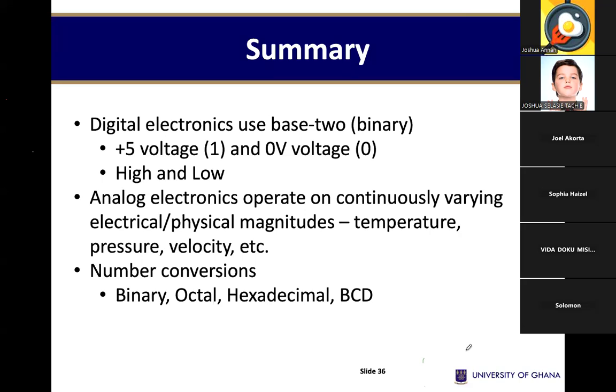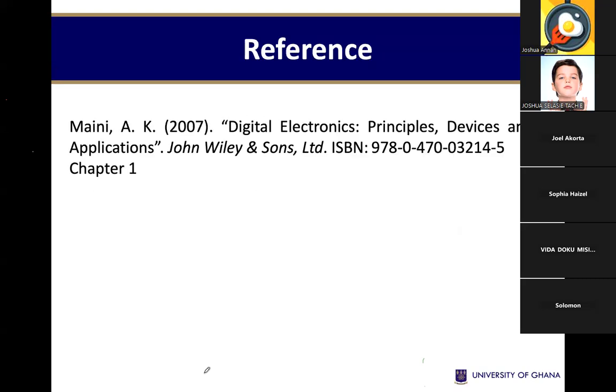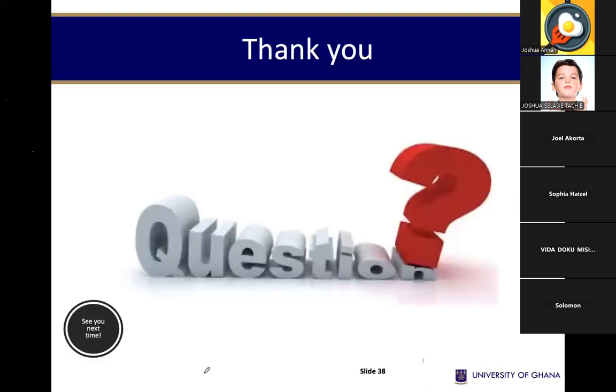Analog electronics operate on continuously varying physical magnitudes like temperature, pressure, weight, velocity, etc. Right? Another thing you have to bear in mind is that these digital signals are also the same as discrete signals. Okay, so discrete signal is another key thing. And then at the end, we also saw the number conversion from binary, octal, hexadecimal, BCD, or vice versa, right? So that's what we looked at. Then the recommended test is on that. That's it. Any question?